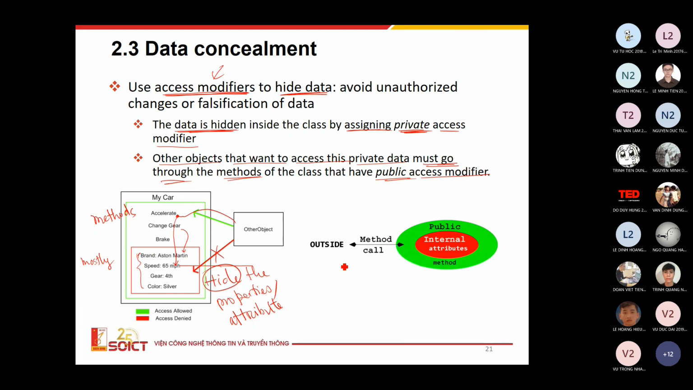Okay. And now from the outside, you can only access the public methods. You declare 1, 2, 3, 4, 5, 6 methods here. Yeah, and it can only access the public methods. And it cannot access the internal attribute, which is in the red color here.